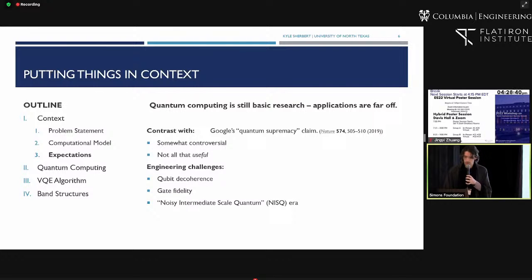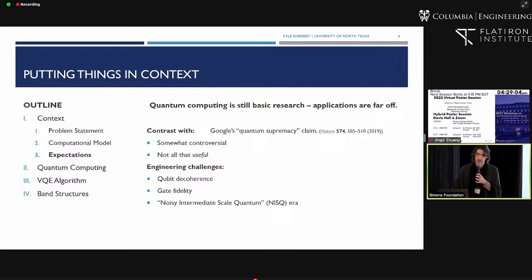And finally, the last point that I want to emphasize is that quantum computing is still in the area of basic research. Useful applications are probably a long way off. Perhaps the talk after mine will attempt to argue something different, and I'm looking forward to that. But for now, I would temper your expectations.